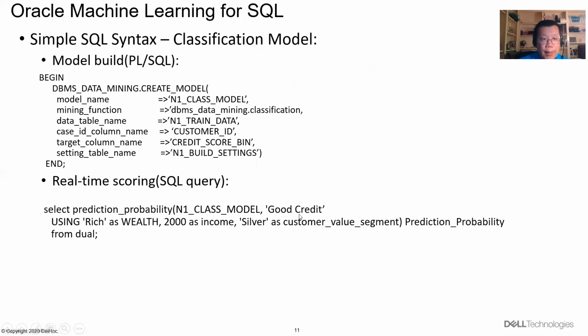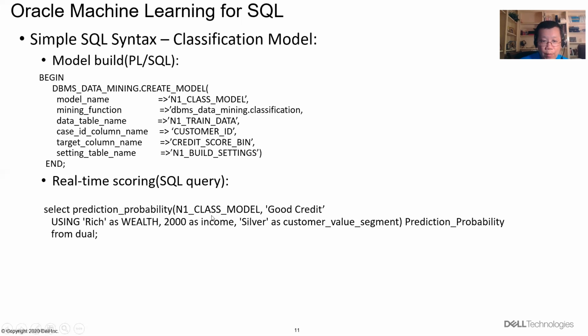This is an example of Oracle Machine Learning for SQL. You have this pure SQL package, the DBMS data mining package. This package has many different functions. The create model function is one of the functions we can use to build a model. Another advantage is the SQL functions. A SQL function like prediction probability is one that can use a model to predict new data.